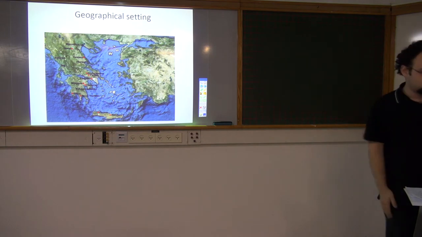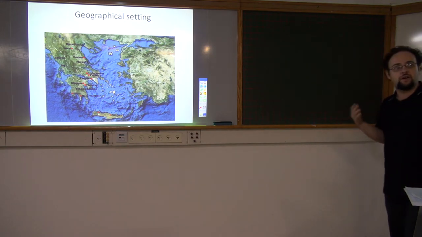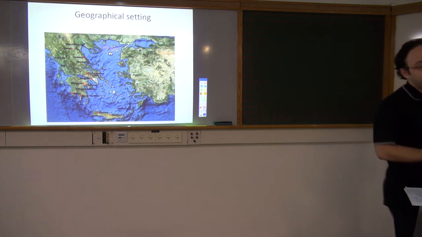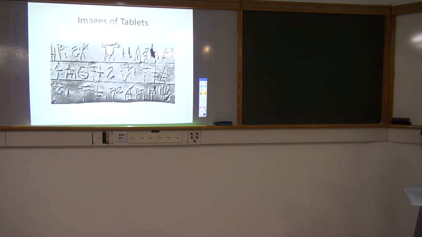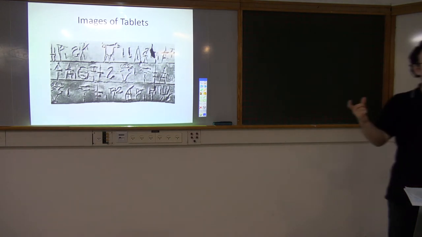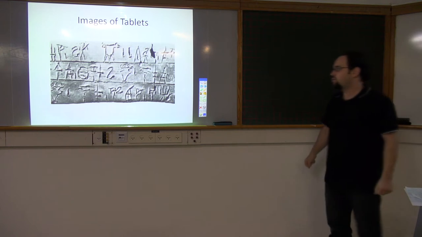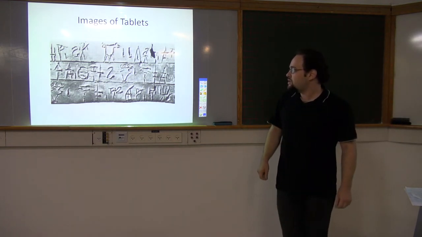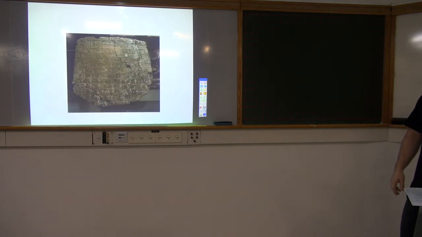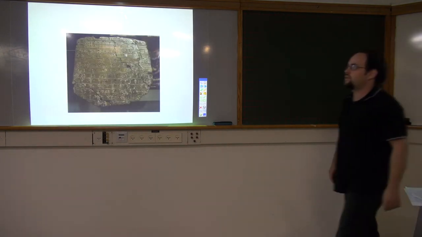So he came to Knossos and started excavating, and pretty fast, like in one week, he found a lot of interesting tablets, which looked something like this. So it's clay tablets, not really nice, looks sort of ugly, with something that is definitely script on them.